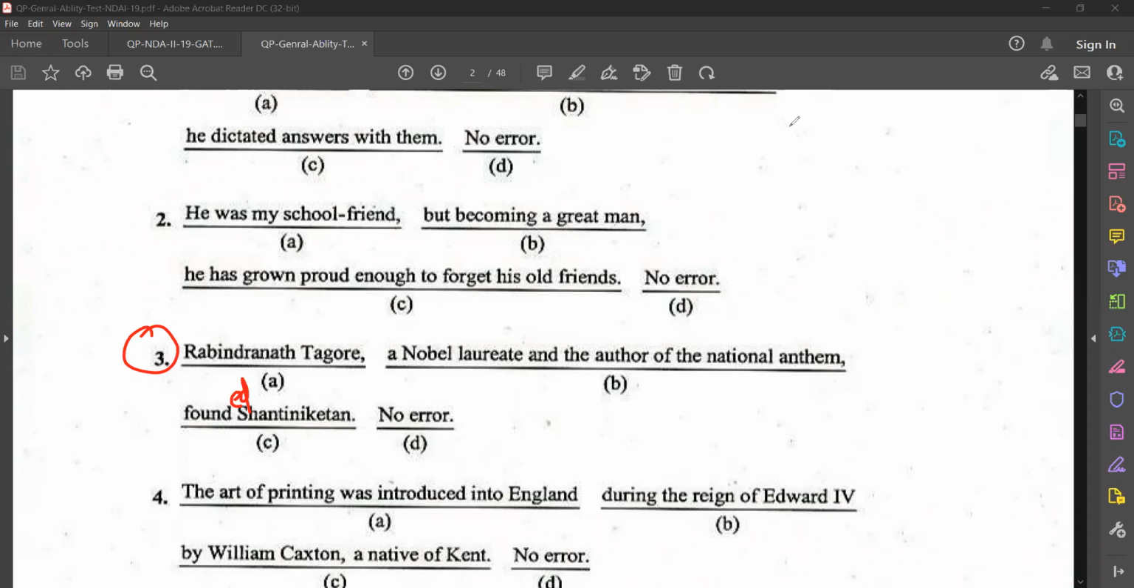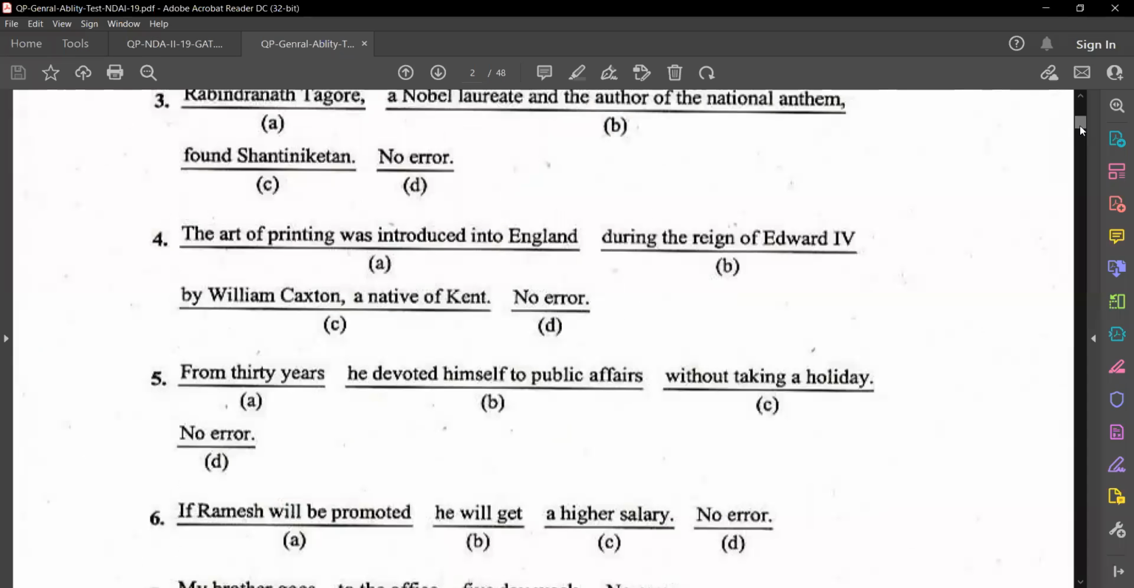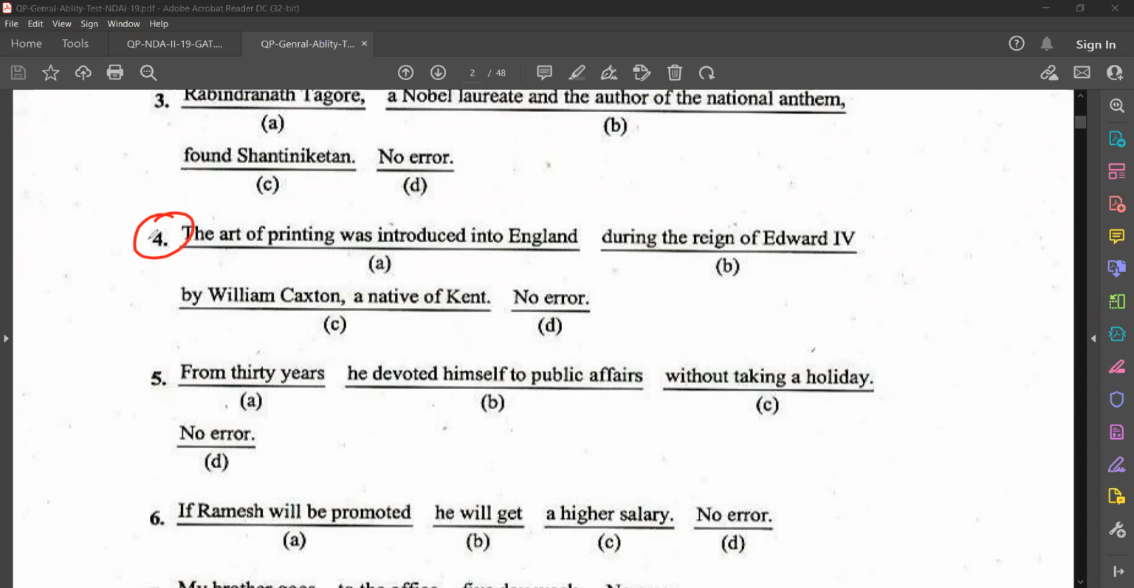Next question. Question number 4. The art of printing was introduced into England during the reign of Edward IV by William Caxton, a native of Kent. Which is the wrong part?